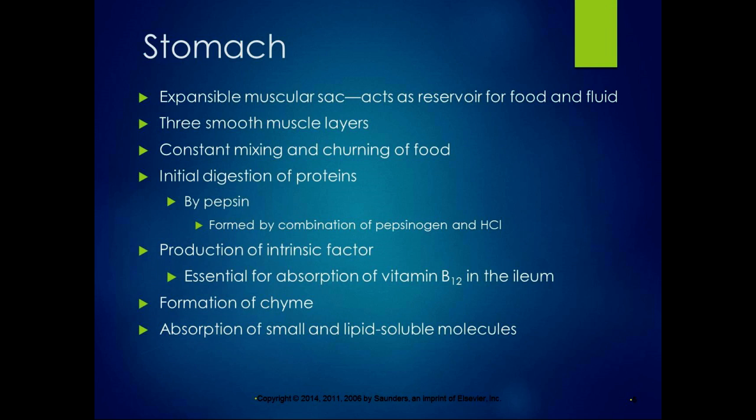The stomach is an expansible muscular sac, and it acts as a reservoir for food and fluid. It has 3 smooth muscle layers, and it's constantly mixing and churning the food, and it's involved in the initial chemical digestion of proteins with pepsin, and the production of intrinsic factor, which is essential for the absorption of vitamin B12 in the ileum, which is part of the small intestine. It forms chyme, which is the in between food and waste, and that goes into the small intestine. And some small lipid soluble molecules are absorbed in the stomach as well.